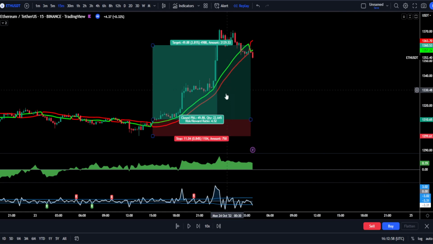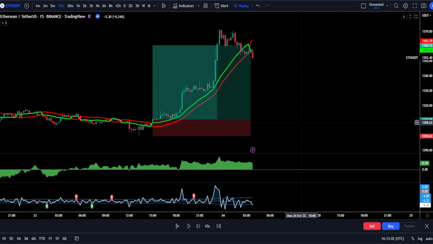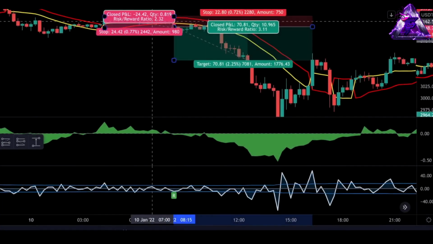See what I mean here? Our risk to reward ratio is 4.52, which is absolutely incredible. So now we know exactly how to trade with this strategy. Let's go ahead and backtest it 100 times, and I'll show you the results at the end of the video.